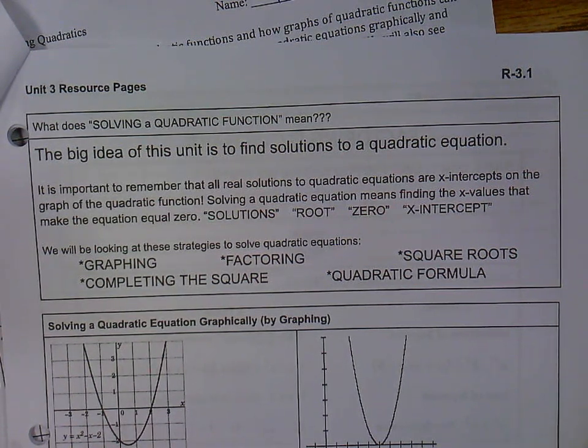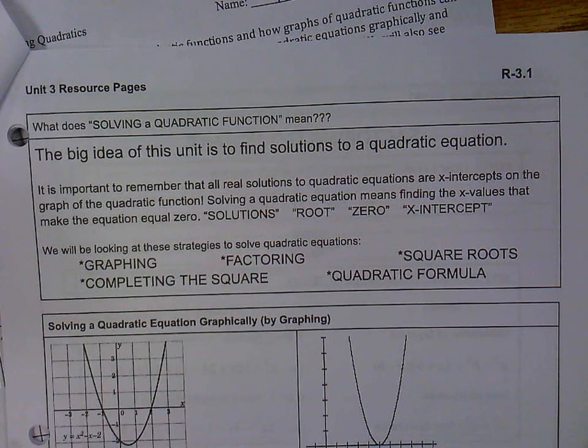Solutions to quadratic equations are the x-intercepts on the graph. But we could also call them solutions, roots, the root of the problem, a zero. What's the zero? That's what your calculator calls it. Remember we found the zero of the graph?